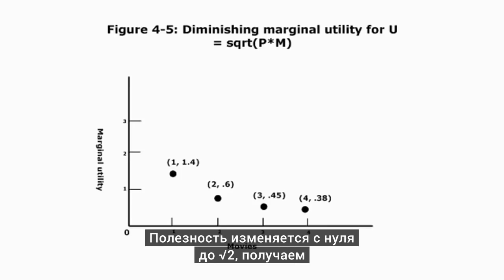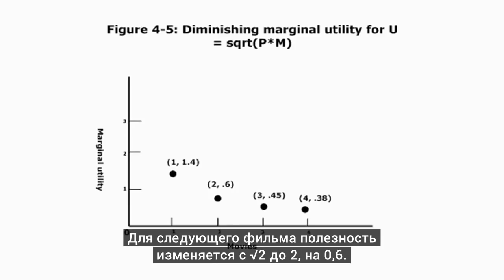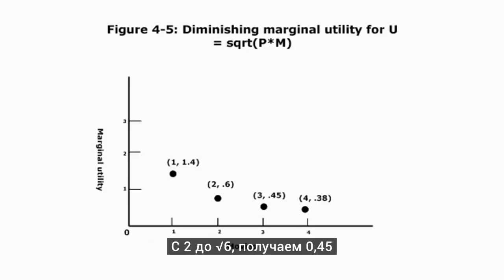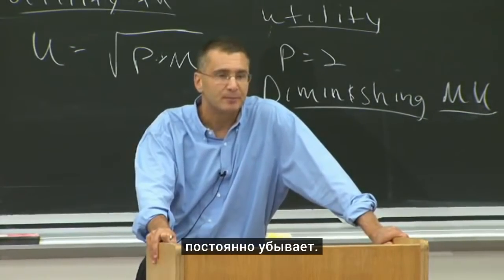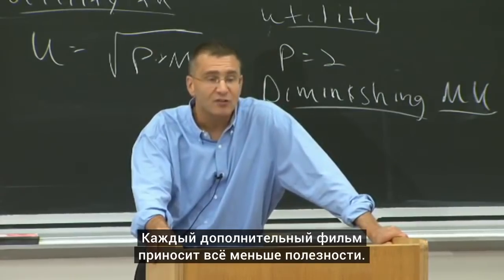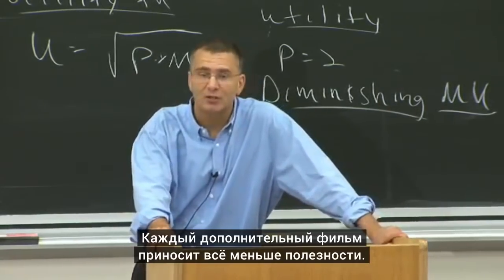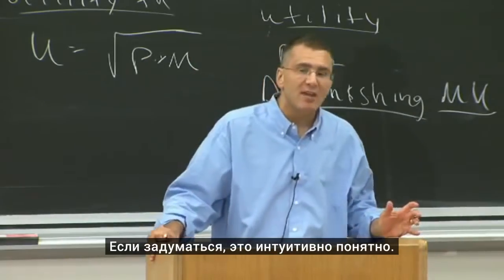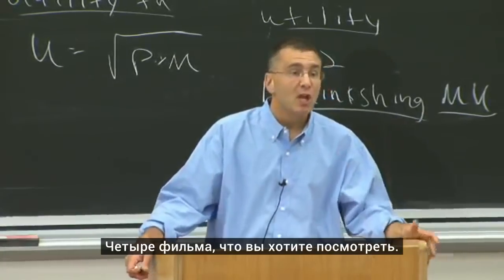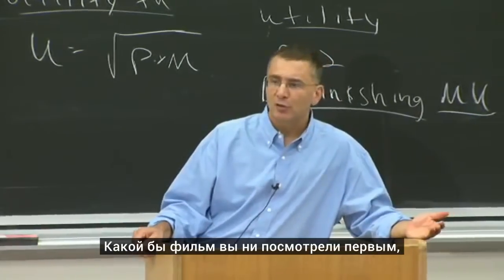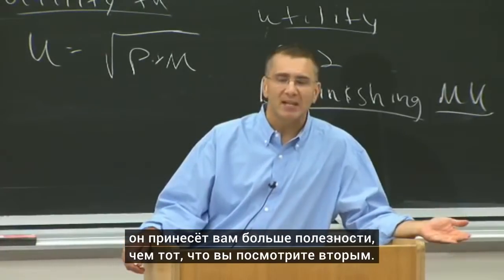So you go from 0 to square root of 2, so you get a marginal utility of 1.4 for the first movie. From square root of 2 to 2, you get 0.6 for the next movie. From 2 to square root of 6, you get 0.45 for the third movie. From square root of 6 to square root of 8, you only get 0.38 from the fourth movie, and so on. So the key point is that these marginal utilities are ever decreasing. Each additional movie gives you less incremental utility. And if you stop and think about it, it's kind of intuitive. Think about the movies you want to see right now, the 4 movies you want to see. Presumably, whichever you ranked first would give you more utility to see than whichever you ranked second.